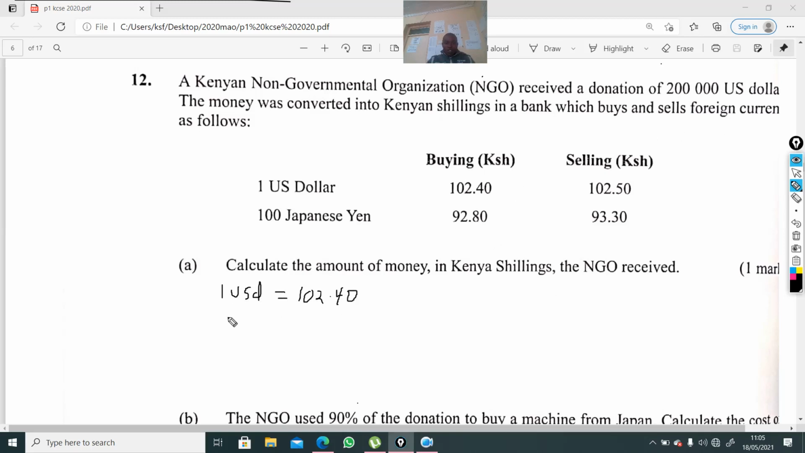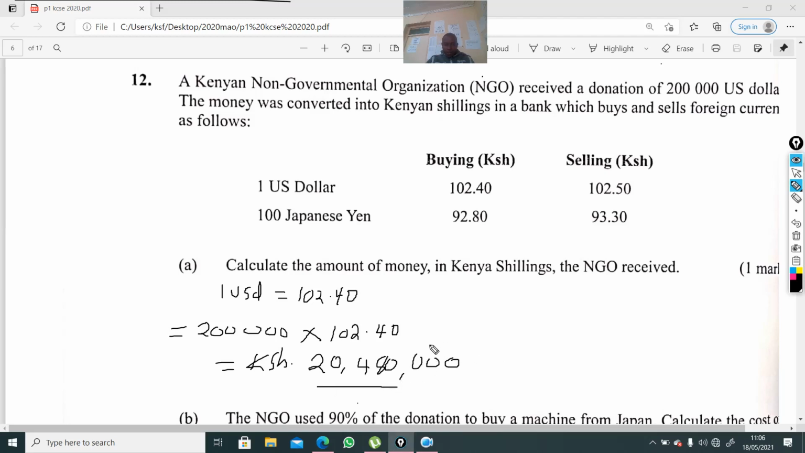So 200,000 dollars will be equal to 200,000 times 102.40, and this will give you Kenyan shillings 20,480,000. You just multiply using your calculator, and this is what you are supposed to get.